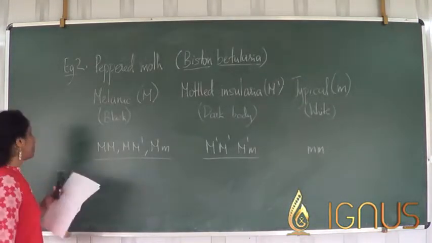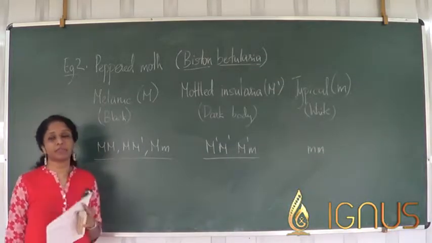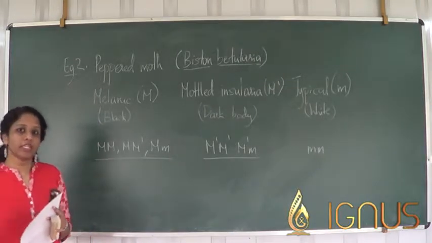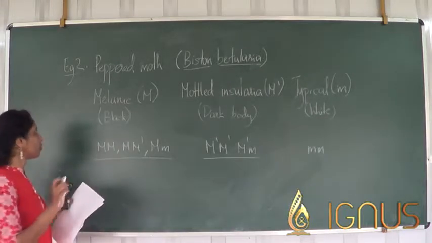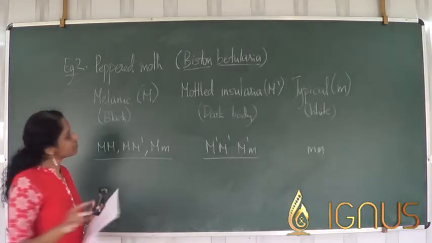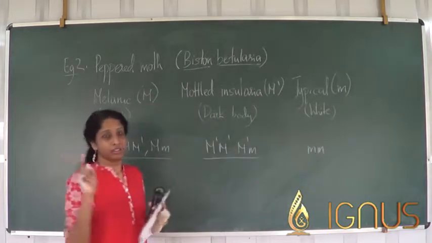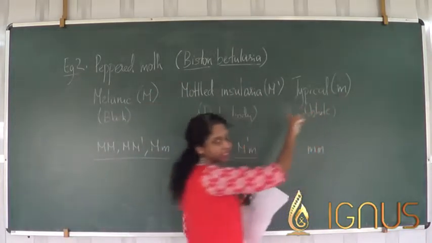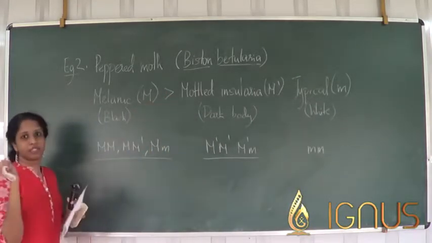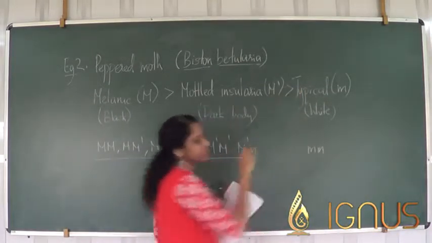Now, another example for multiple alleles is the peppered moth. The scientific name of it is Biston betularia. Now, there are 3 different kinds of body color when it comes to the peppered moth. One is the melanic, which is represented by M. The other is mottled insularia, which is represented by M dash, and then the typical one, which is represented by small letter n. Now, melanic is dominant over mottled insularia. Mottled insularia is dominant over typical.